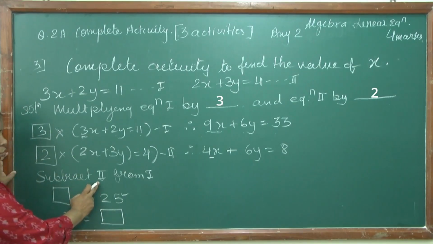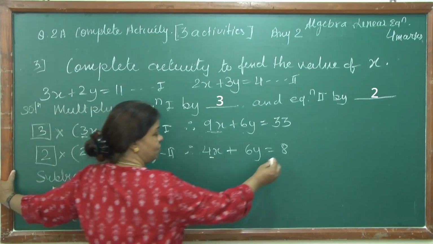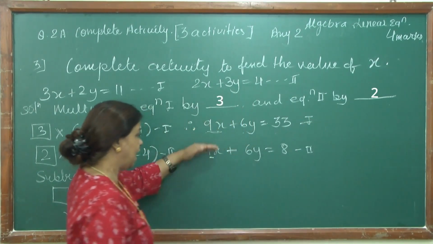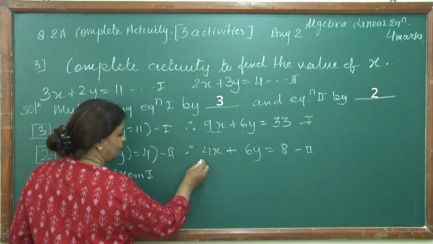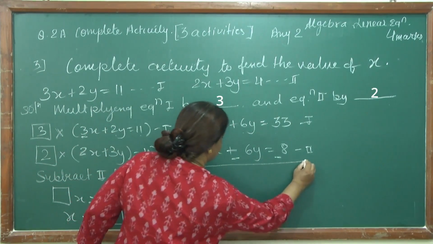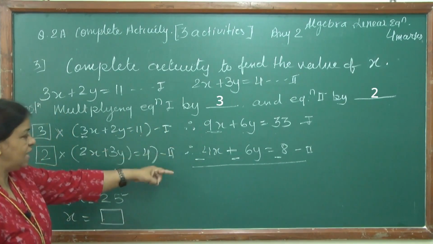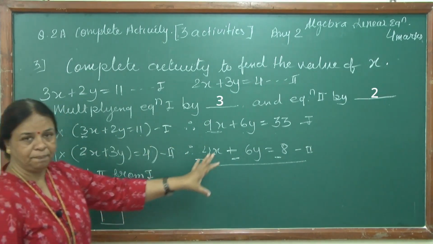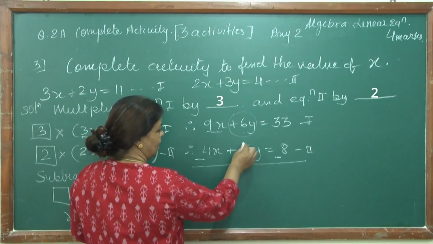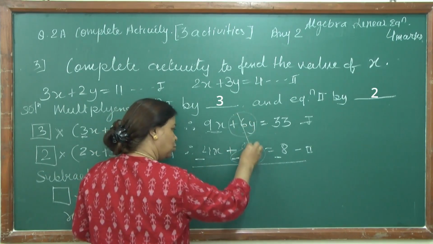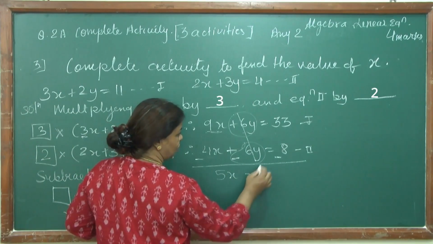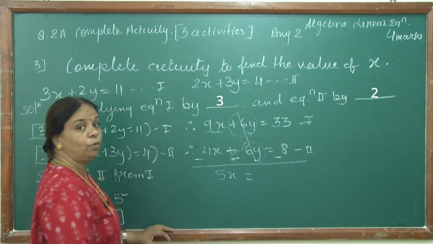Now subtract 2 from 1. This is second equation and this is first equation. So you have to subtract 2 from 1. So subtracting means minus, minus, minus. This is not provided here. You only have to subtract on a rough page and then see it. The sign of this 6y is plus and the sign of this 6y is minus. So they both get cancelled. What you get? 9x minus 4x is 5x, which is equal to 33 minus 8 would be 25, children.